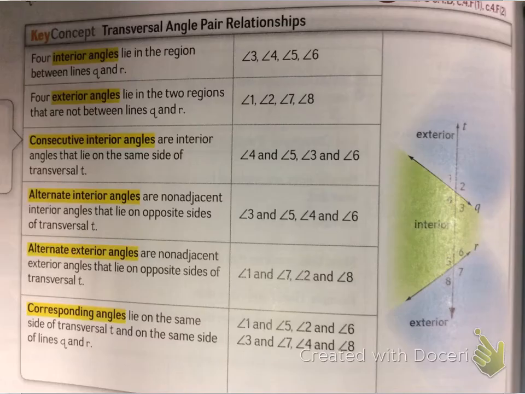And then you need to know about transversal angle relationships. So you see this little drawing here, and this is located on page 174, if you want to copy it from there. But basically, we have what are called interior angles, exterior angles, consecutive interior angles, alternate interior angles, alternate exterior angles, and corresponding angles. And we will have some exercises that go through all of that to reinforce it.